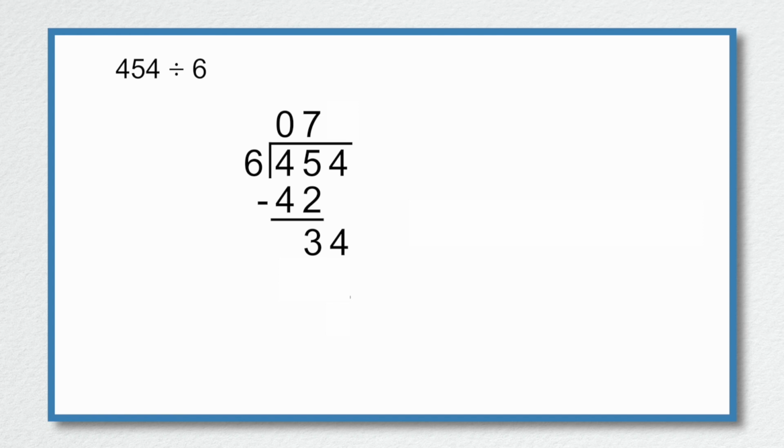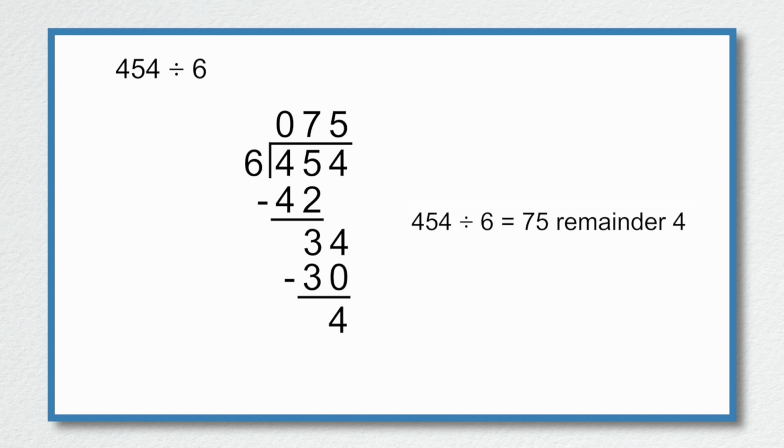34 divided by 6. 6 goes into 34 5 times, because 5 sixes are 30. Take that away from 34, and we're left with a remainder of 4. 4 is smaller than 6, so we can't take this any further in remainder form. So we can write this as 454 divided by 6 is equal to 75 remainder 4.